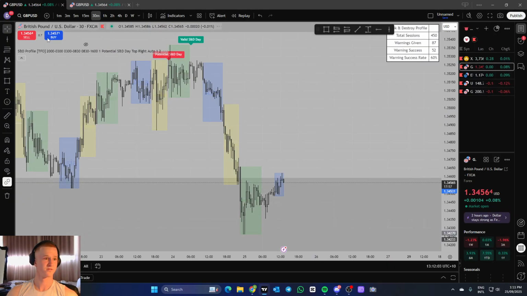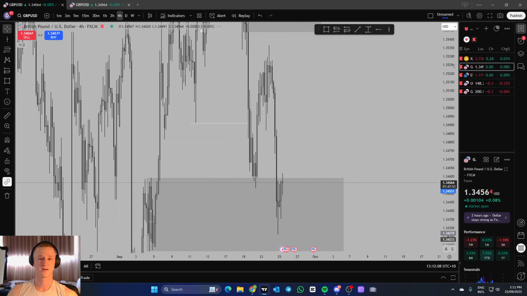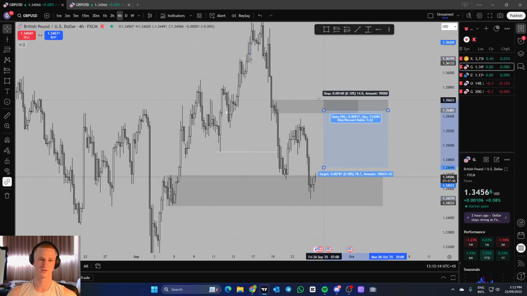Moving into GU, we will once again remove this and hop into the higher time frame. As you can see, I was waiting for the short coming into this zone, this little bump in the road here.